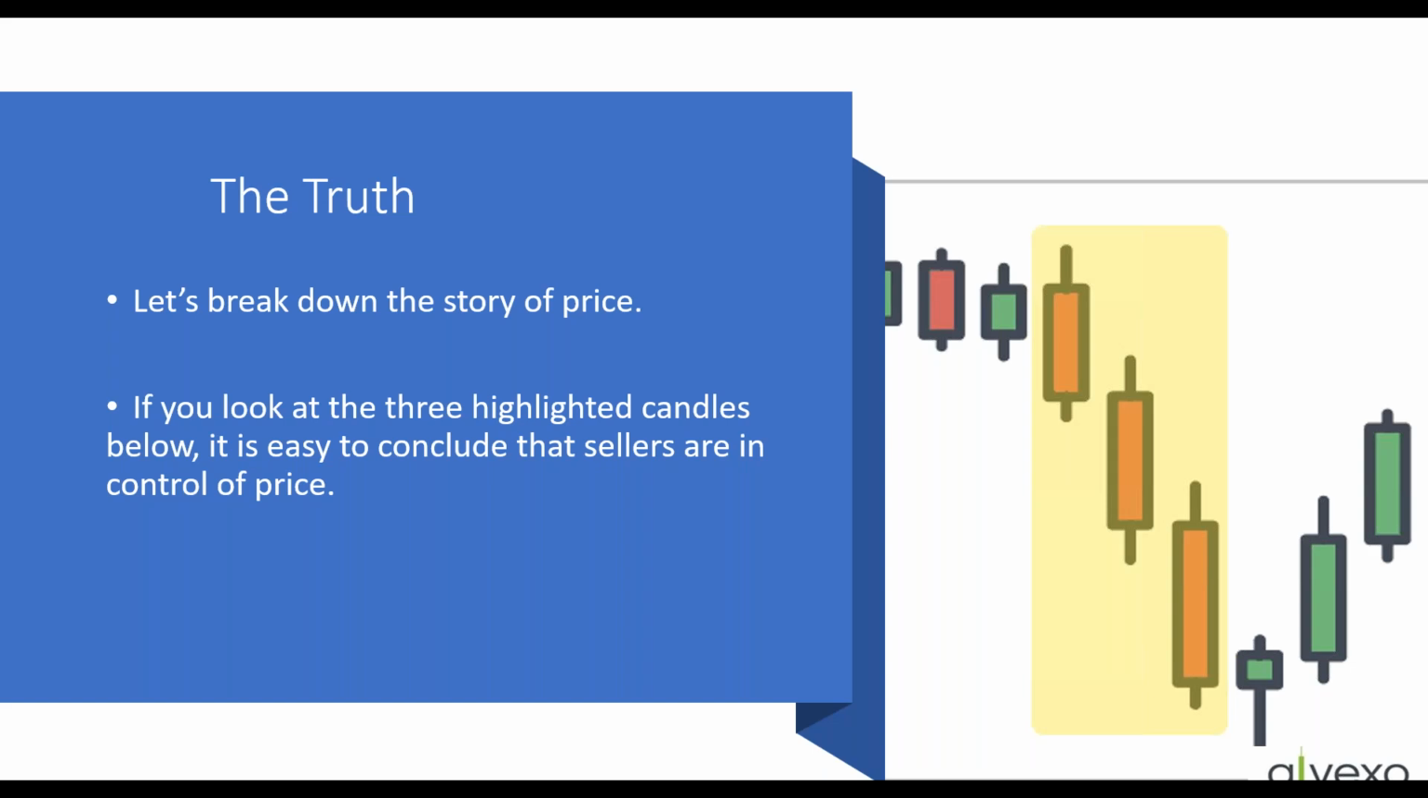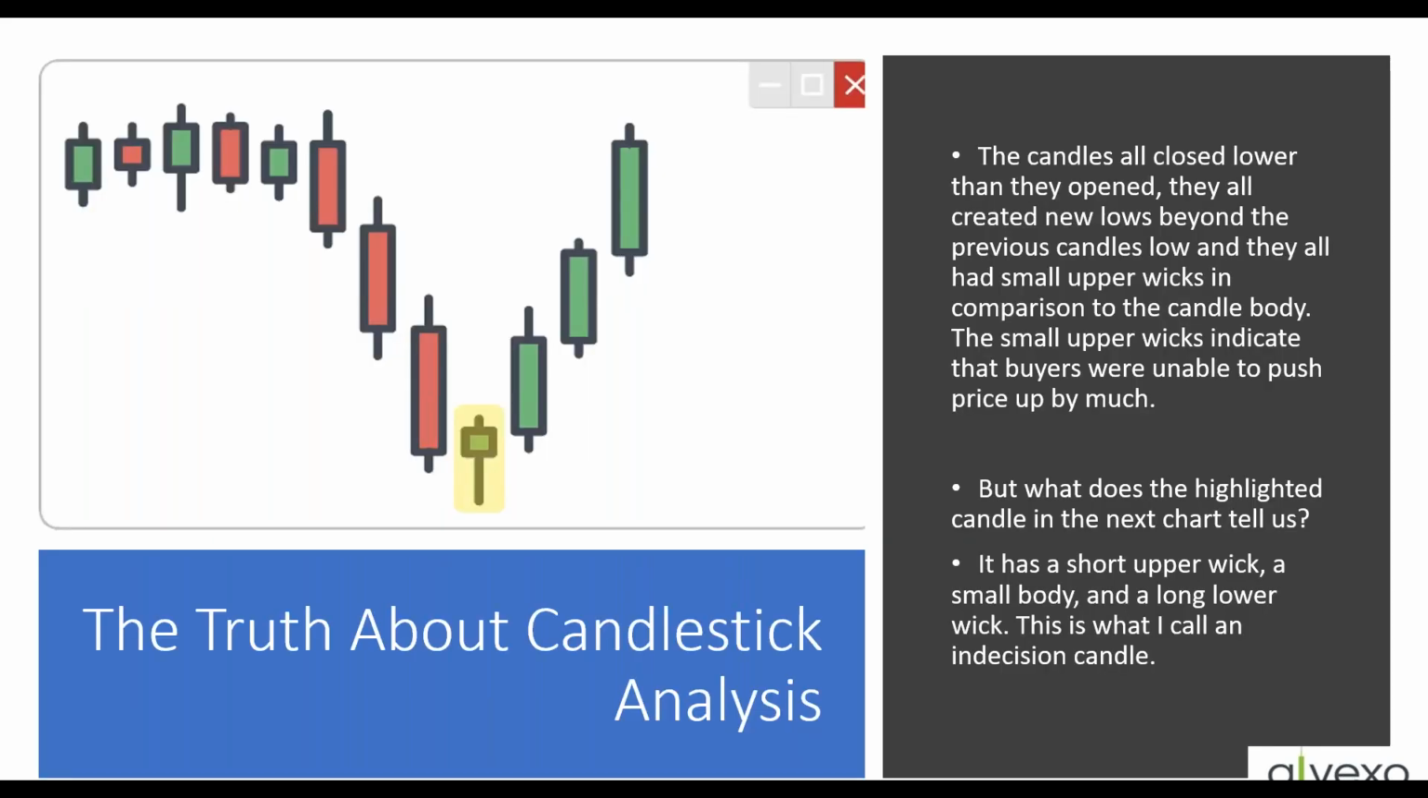So let's break down the story of price. If you look at this little highlighted creative I have on the right here, it would be easy to conclude that the sellers are in control. You have all these red candles moving down far after a sideways congestion. The candles all closed lower than they opened. They all created new lows beyond the previous candle's lows.